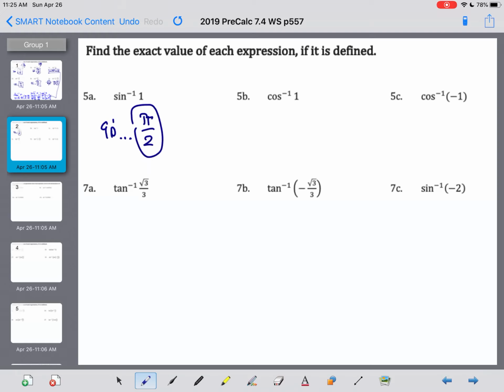So moving on here, this would be 90 degrees, which is pi over 2. This would be 0 degrees, which is just 0 radians. Cosine of negative 1 is over here. So that's going to be pi, 180 degrees if we want, but pi is our answer there.